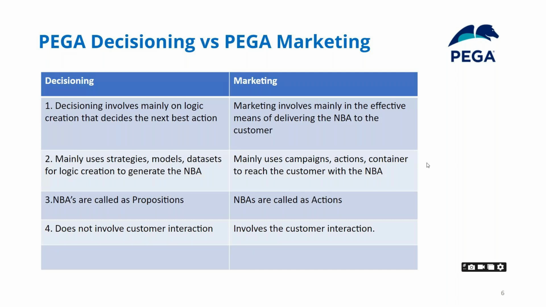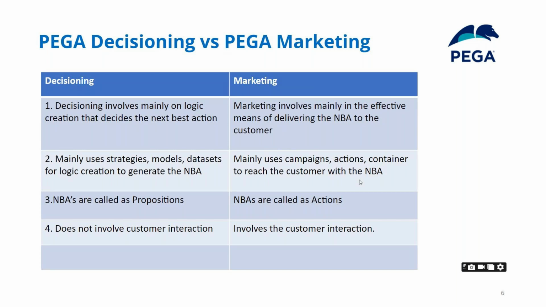Now, as part of identifying the next best action for a given customer, we have some topics in Pega decisioning like strategies, models, and data sets, which we are going to cover. In the same way, as part of delivering the next best action to the customer, in Pega marketing we have some topics like campaigns, actions, and treatments, which we are going to cover.